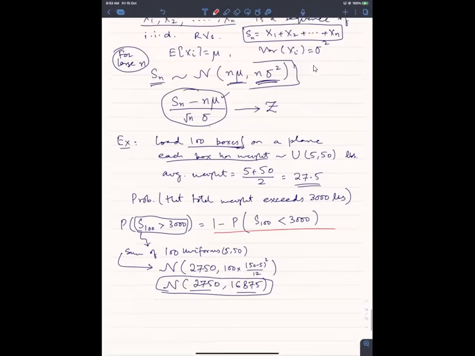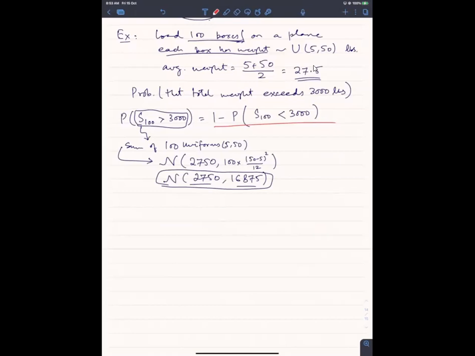ये ऐसा क्यों किया? इसलिए किया कि ताकि अब मैं लिख सकता हूँ इसको. This would be equal to 1 minus probability of S100 minus 2750 divided by square root of 16875, is less than 3000 minus 2750, which is 250 divided by square root of 16875. ये क्या किया हमने? ये हमने standardization की.